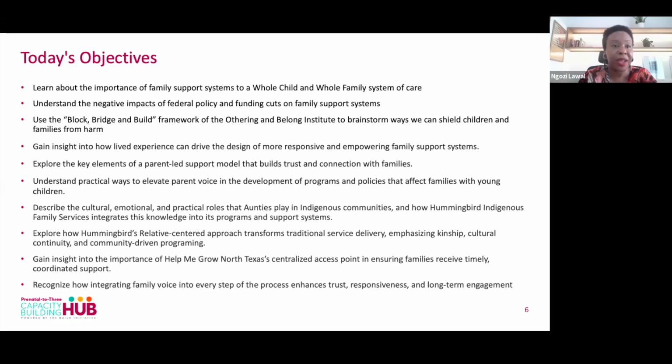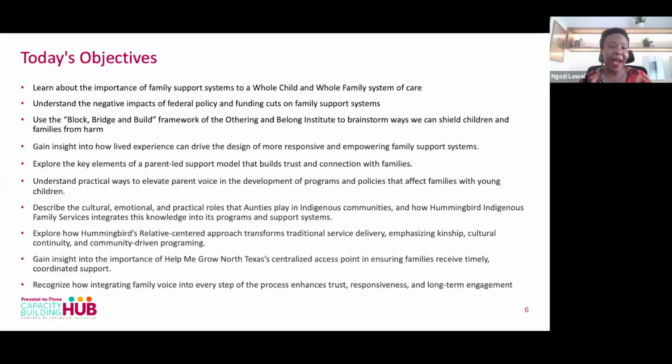We'll be defining it, and then we will be looking at some examples of the different ways in which family support supports families. So today we're going to be thinking about family support in the frame of whole child, whole family. We are going to be thinking about the impacts of federal policy on children and families, and we are going to be looking at the opportunity. So we'll be looking at the negative impacts that can harm families, and then the opportunities that can support families. We are going to be using the block, bridge, and build framework. We'll unpack that a little bit more.